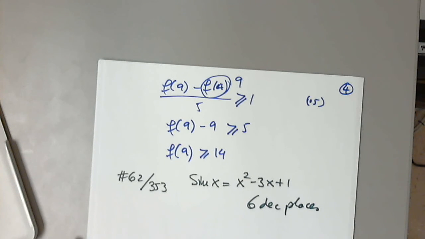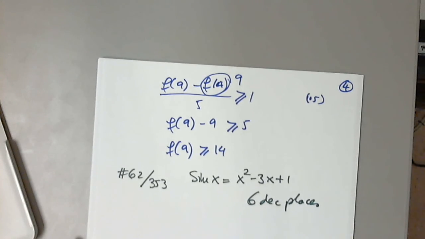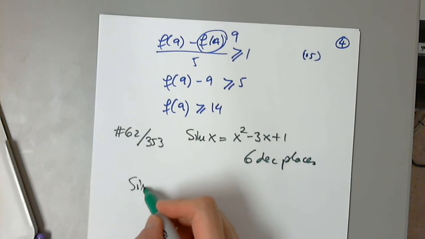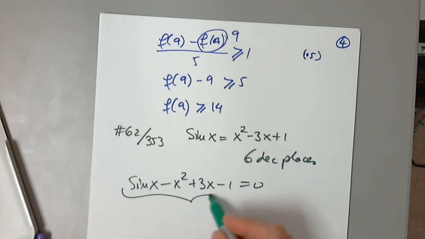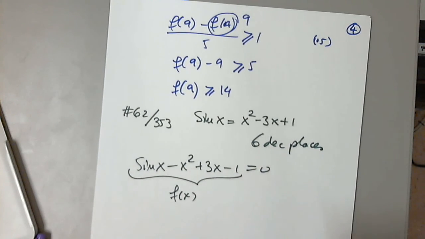So we're given an equation. No one can solve this by hand. There's no algebraic method. That's what I mean by solving it by hand. So what is the first step? We want to use Newton's method. What would be our first step here? Say again? Right, create the function. That's our first step. So sine x minus x squared plus 3x minus 1 equals 0. And this is our f of x.